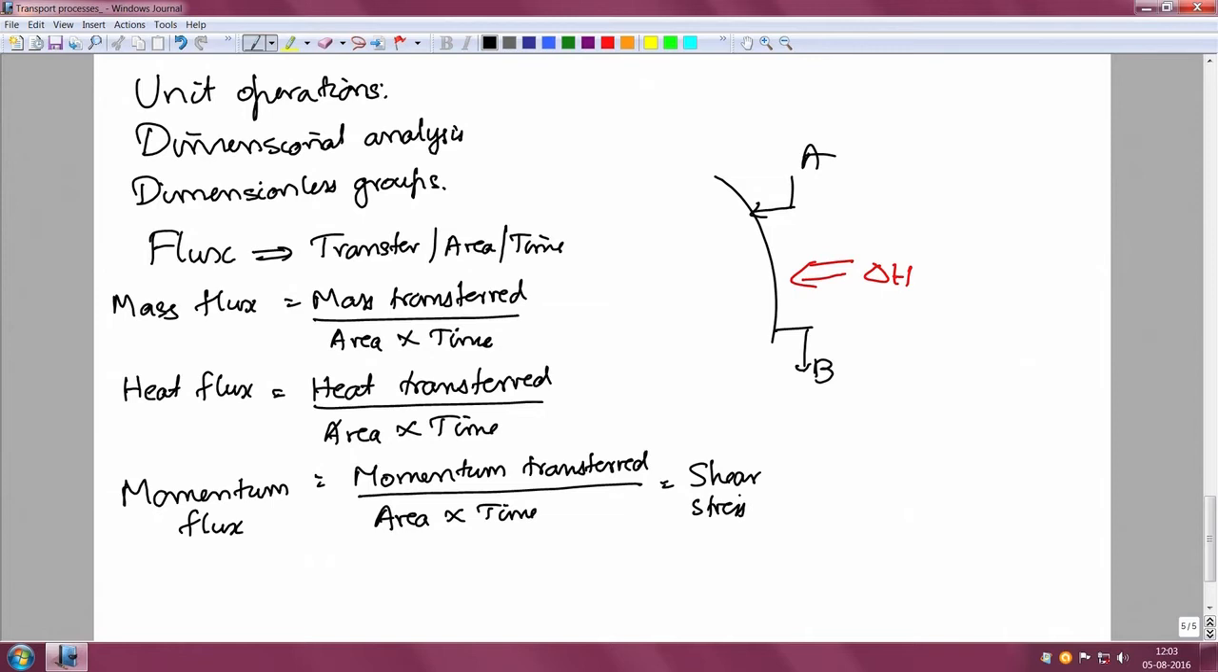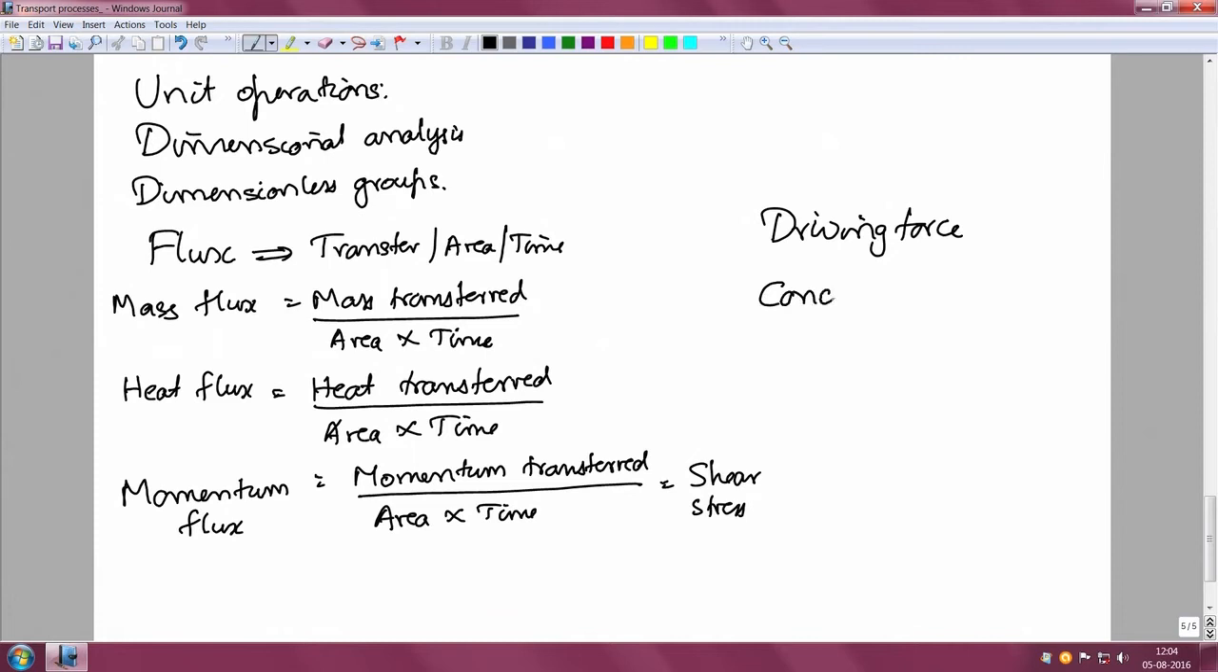And the transfer of each of these fluxes depends upon what are called driving forces. So, there is going to be no transfer of mass to the surface unless there is a concentration difference between the bulk of the fluid and the surface. So, the driving force for mass flux is the concentration difference.